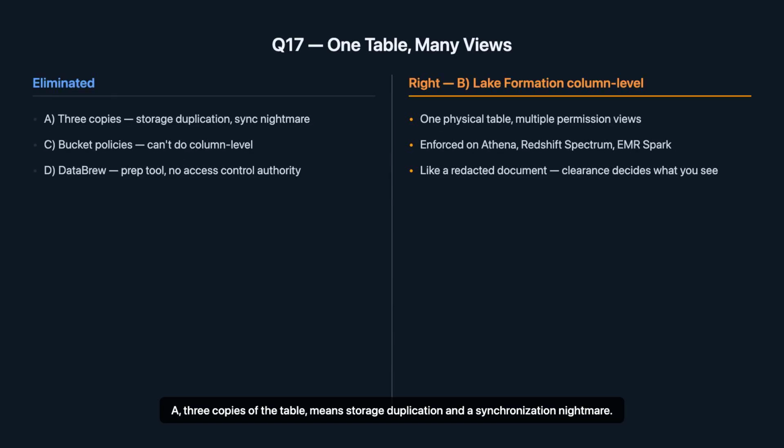3 copies of the table means storage duplication and a synchronization nightmare. C. Bucket policies can't operate at the column level, they're file level at best. D. DataBrew is a data preparation tool with no access control authority. That leaves B. Lake Formation column level permissions. 1 physical table, multiple permission views, enforced on Athena, Redshift Spectrum, and EMR for Apache Spark.